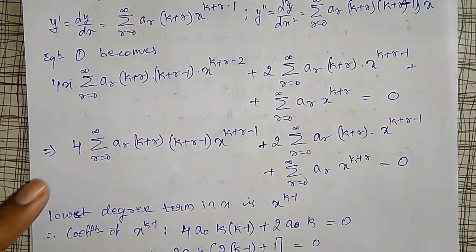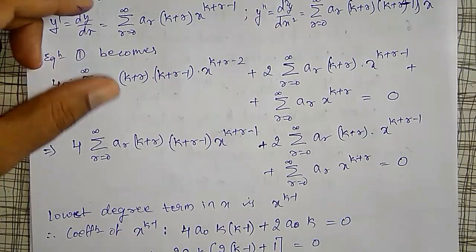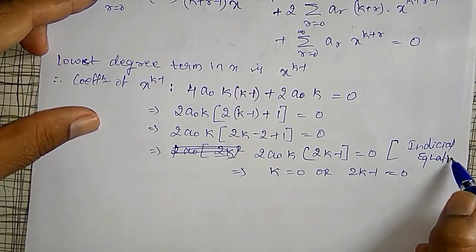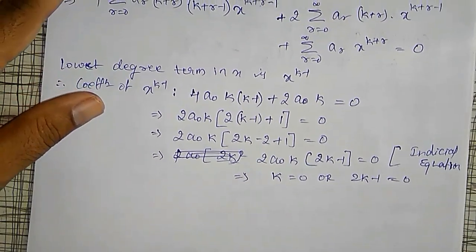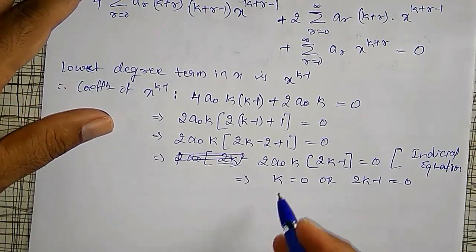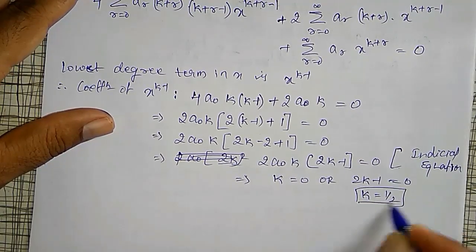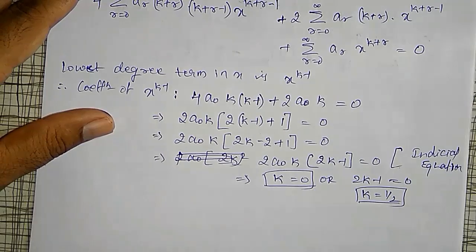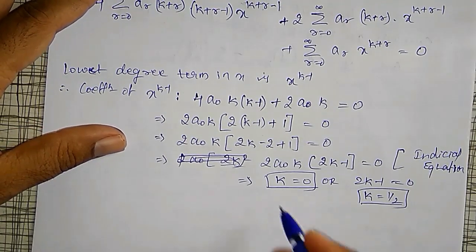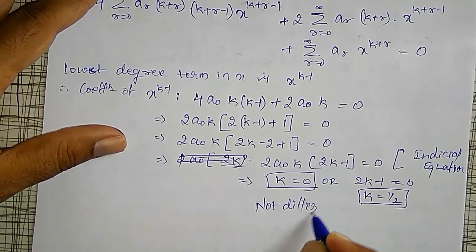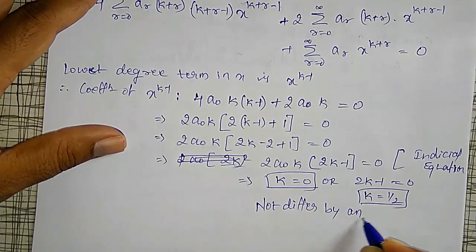This is my indicial equation, because it is a quadratic equation in k. Therefore, k equal to 0 or k equal to 1 by 2, and they do not differ by an integer.